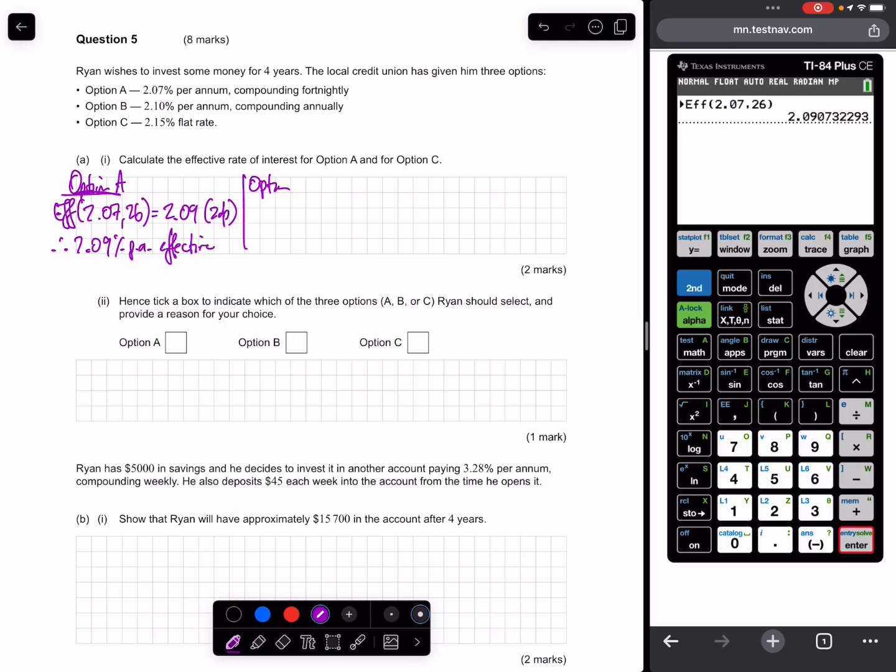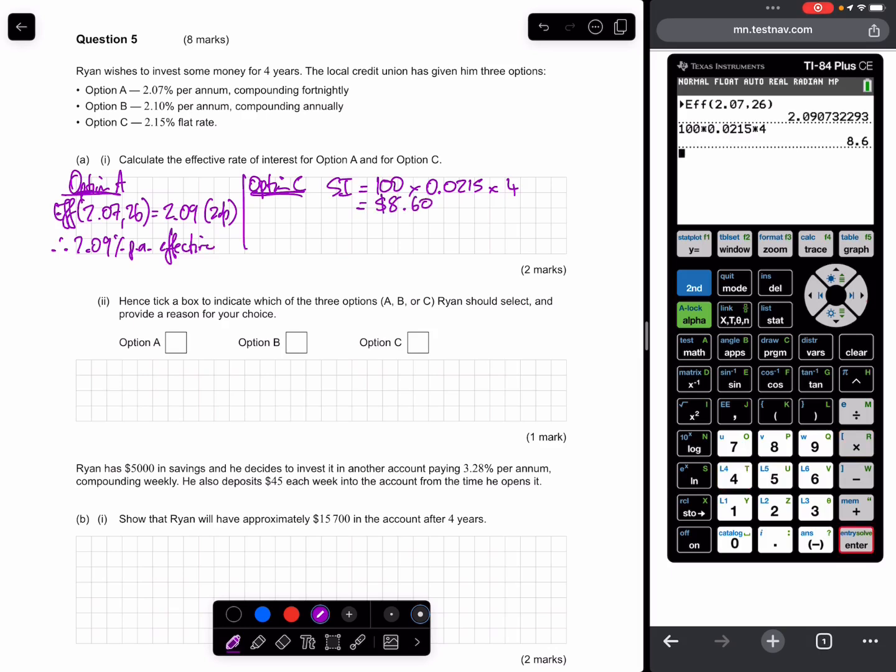Option C. It's simple interest. We haven't been given an amount, so I'm just going to do $100 times by 0.0215 times by 4 years. 100 times by 0.0215 times by 4. It's going to earn $8.60.